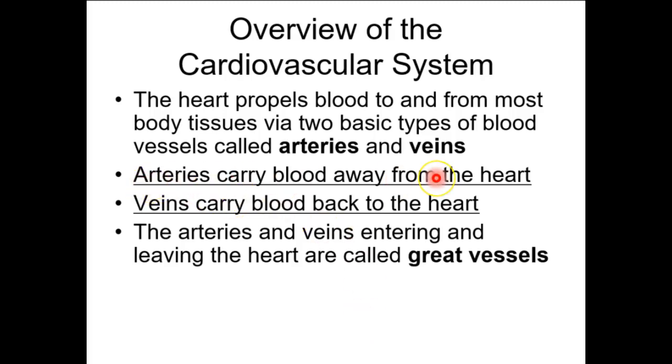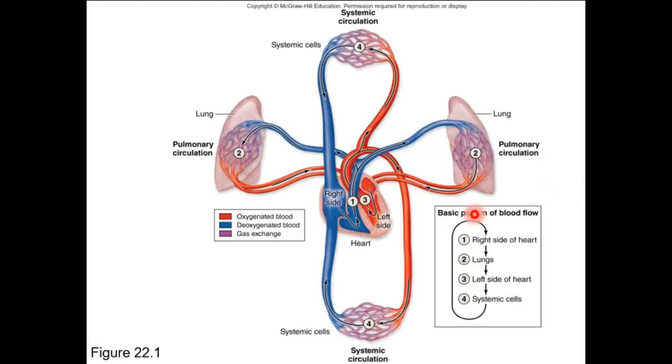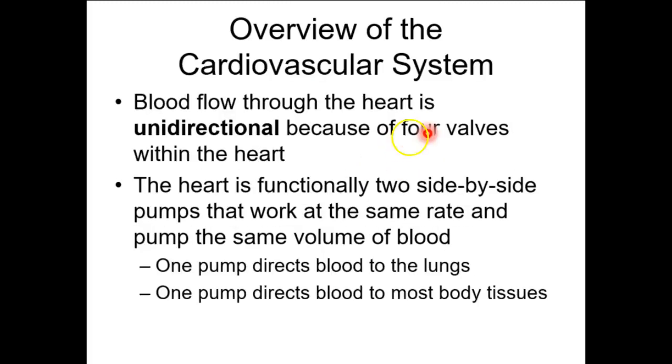Our best definition for arteries and veins now is that arteries carry blood away from the heart and veins carry blood back to the heart. We no longer use oxygenated and deoxygenated because the pulmonary circuit has those reversed. Blood flow through the heart is unidirectional. If it's not, you've got a problem.